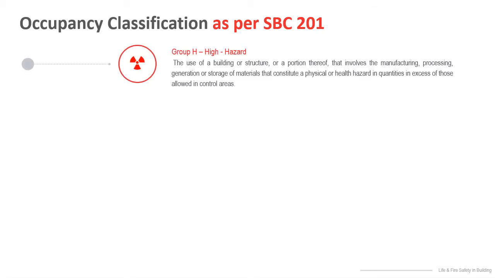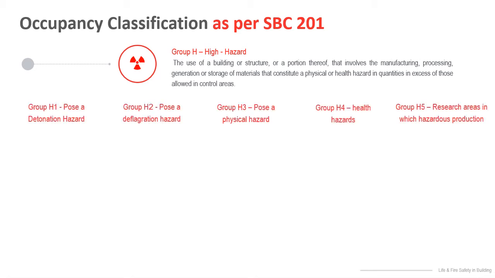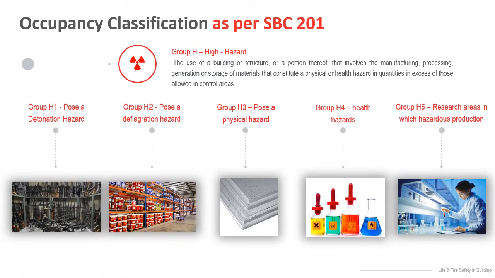Also, the Saudi Building Code illustrates Group H, high-hazard occupancy: the use of a building or structure or portion thereof that involves the manufacturing, processing, generation, or storage of material that constitutes a physical or health hazard in quantities in excess of those allowed in a control area. The Saudi Building Code categorizes Group H into five categories: H1, 2, 3, 4, and 5. Group H1 is a detonation hazard, H2 a deflagration hazard, H3 a physical hazard, H4 a health hazard, and H5 a research area in which hazardous material is in production.